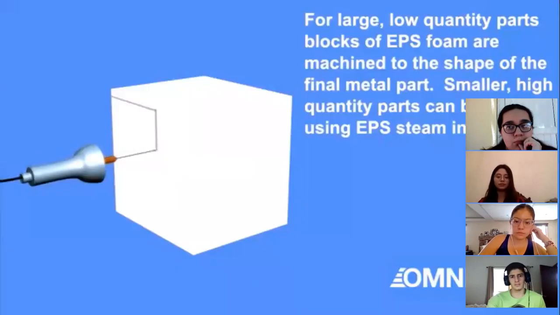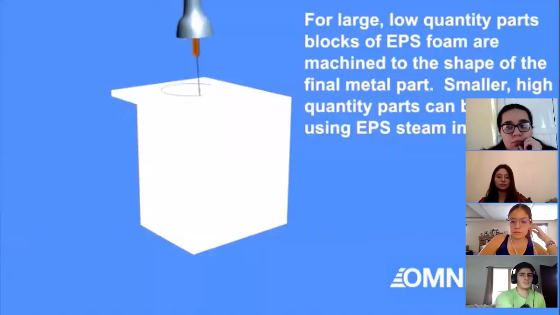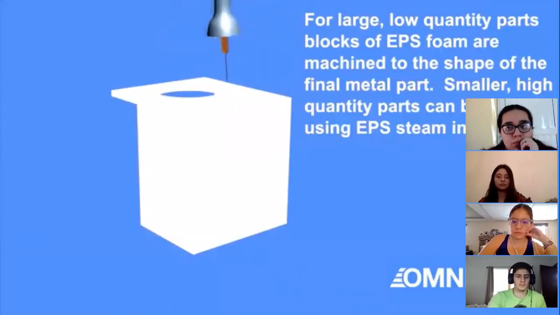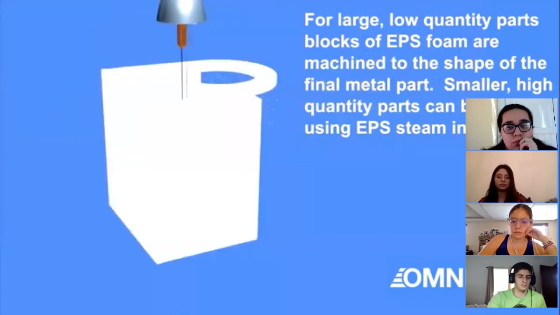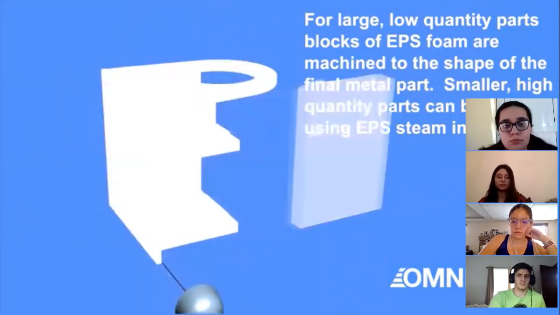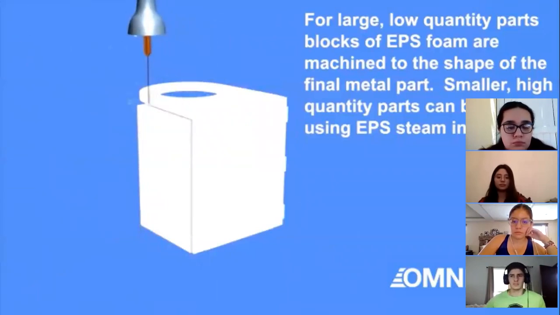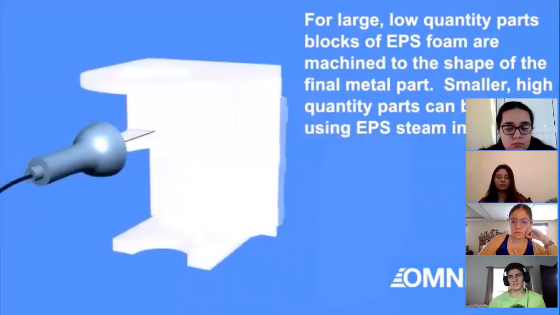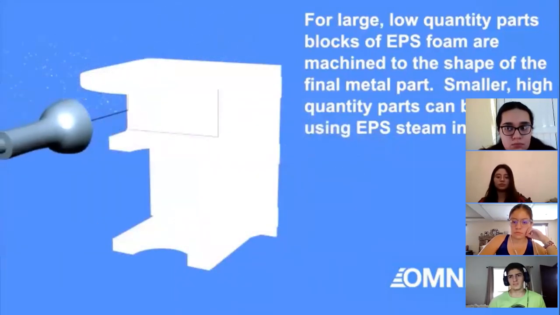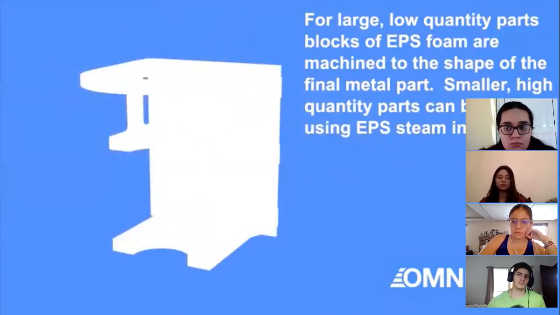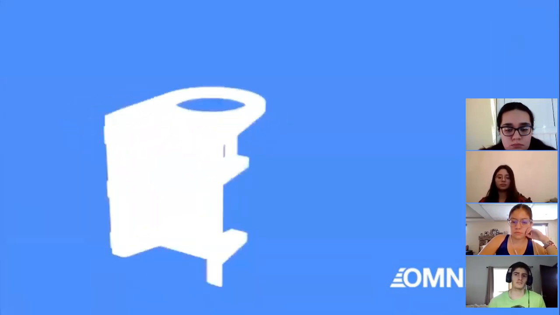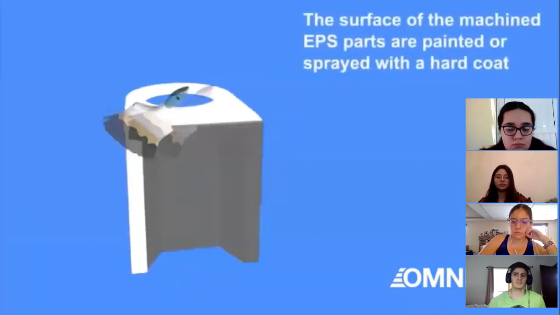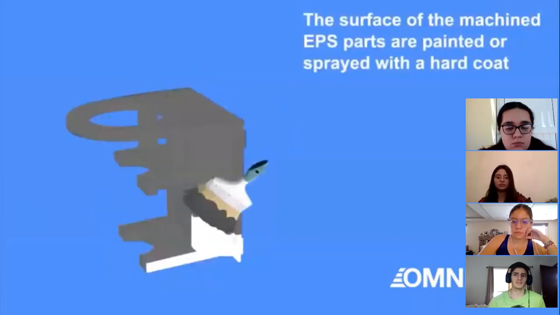The lost foam casting process can produce dimensionally accurate castings with excellent as-cast surface finish. Larger parts in low quantity can be made with EPS foam blocks. The EPS blocks are machined to the shape of the final product, with metal shrinkage accounted for. Smaller parts in high quantity can also be made using molded EPS made by steam injection. The machined EPS parts are then covered in a hardening coat.